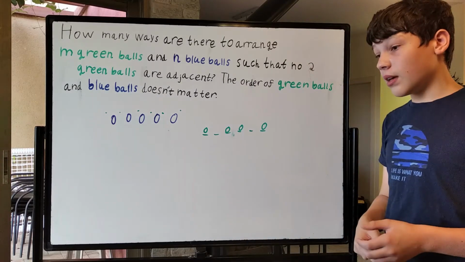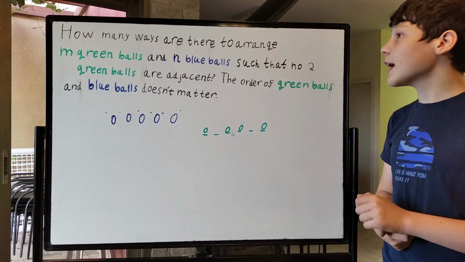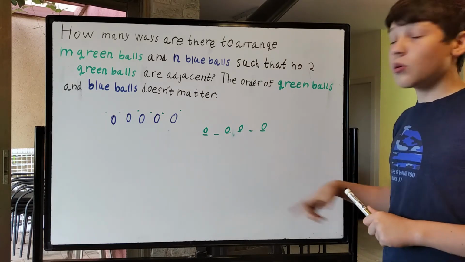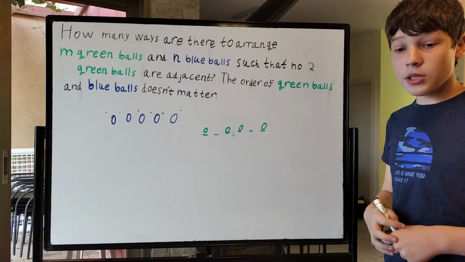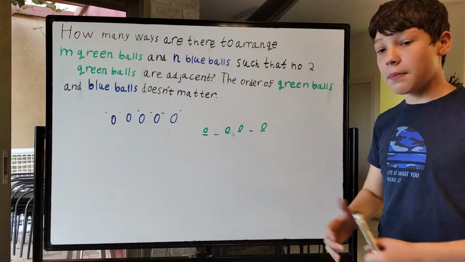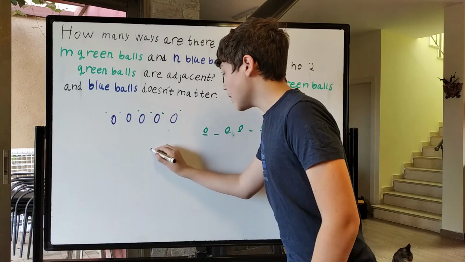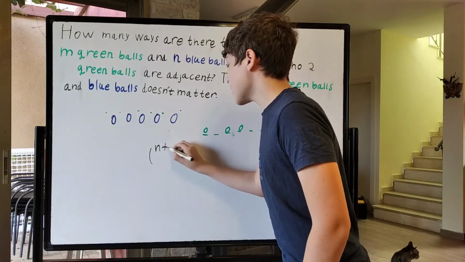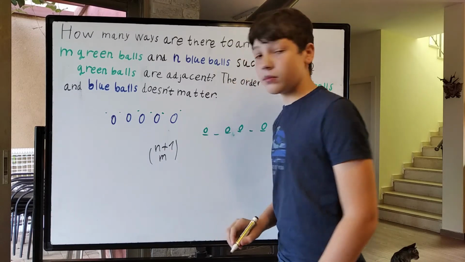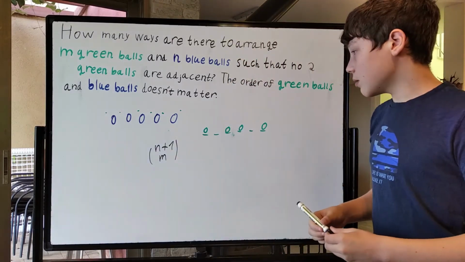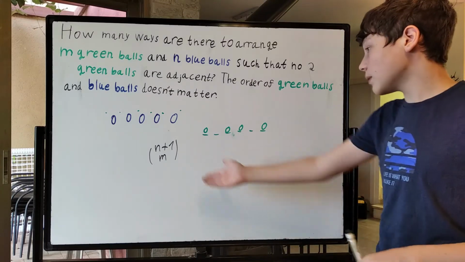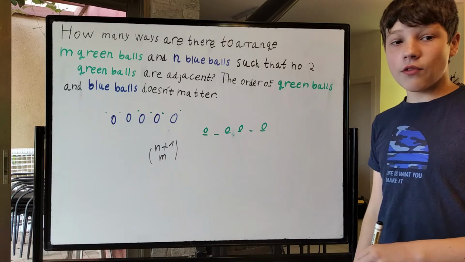That is a very well-known combinatorics fact, a very useful one. So we can just use it here. How many spots do we have? n plus 1. How many objects are we putting in? m. And so the number is n plus 1 choose m. That's it. That's the formula.